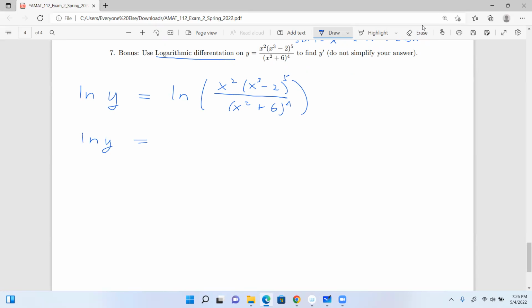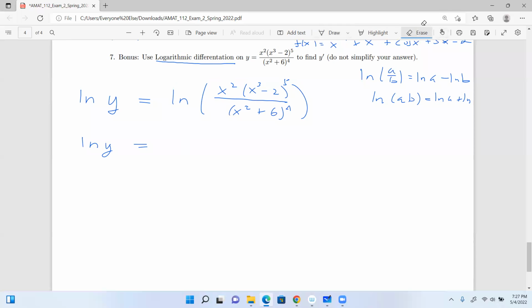So remember, if you have a quotient, if you have the log of a over b, that's the log of a minus the log of b. This first line is how you deal with logarithms of quotients, but then we have the logarithm of a times b becomes the logarithm of a plus the logarithm of b.